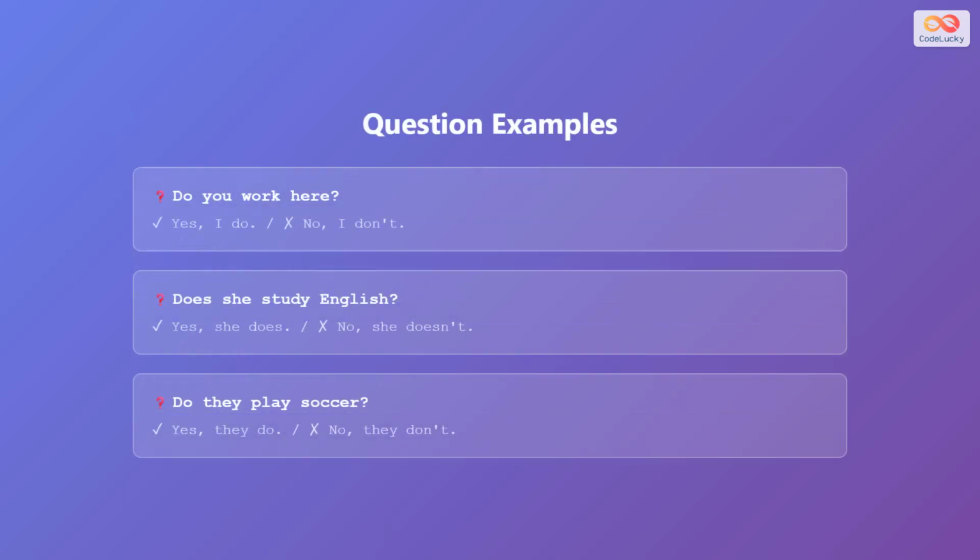Let's look at some examples. Do you work here? The answer could be yes, I do, or no, I don't. Does she study English? The answer could be yes, she does, or no, she doesn't. Do they play soccer? The answer could be yes, they do, or no, they don't. Notice how the pronoun in the question matches the pronoun in the short answer.